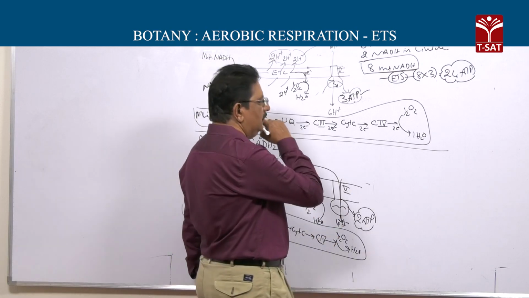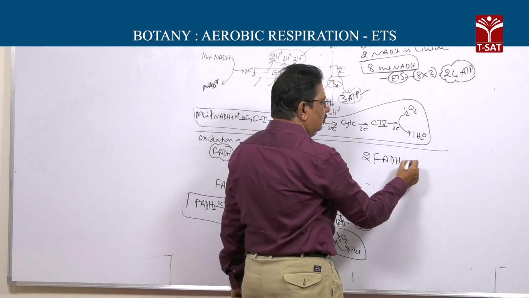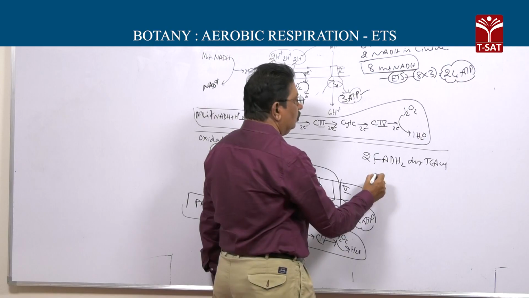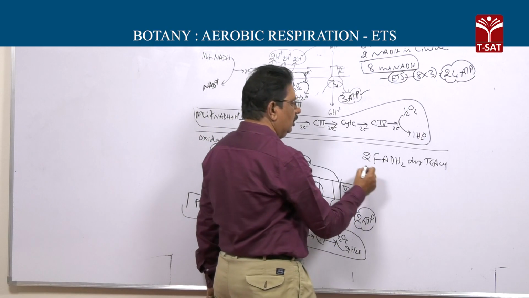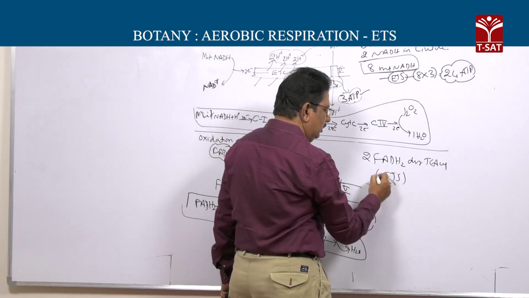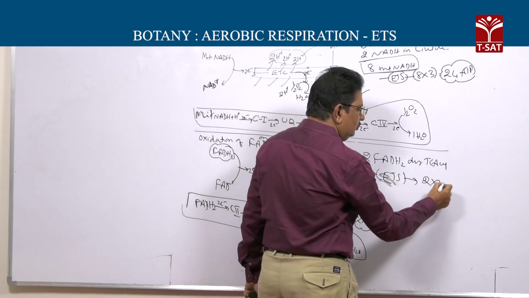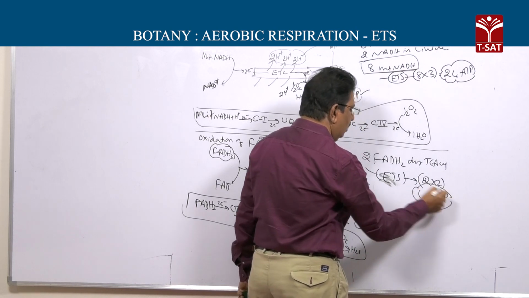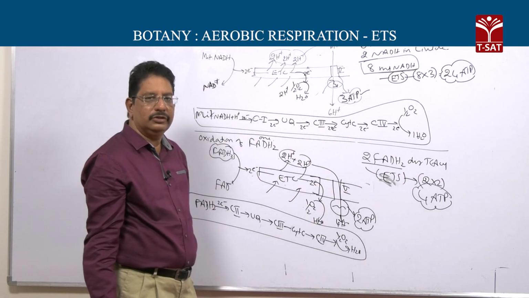So, in this case, 2 FADH2s are formed during the TCA cycle. One FADH2 oxidation results in 2 ATP. So altogether, through ETS, the last oxidation, 2 into 2, 4 ATP molecules are formed on oxidation of 2 molecules of FADH2.